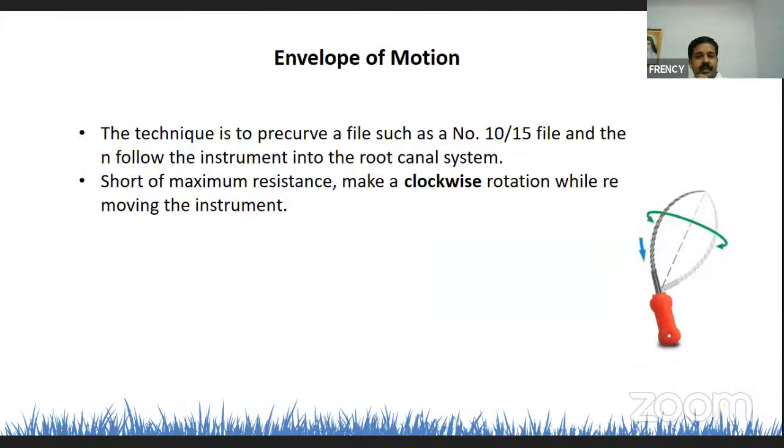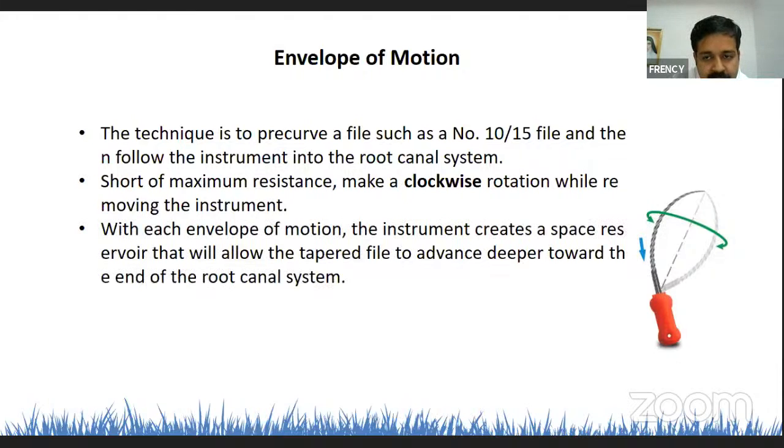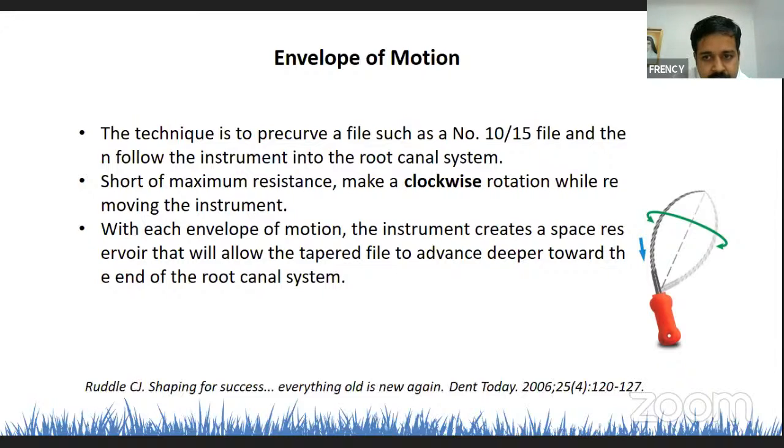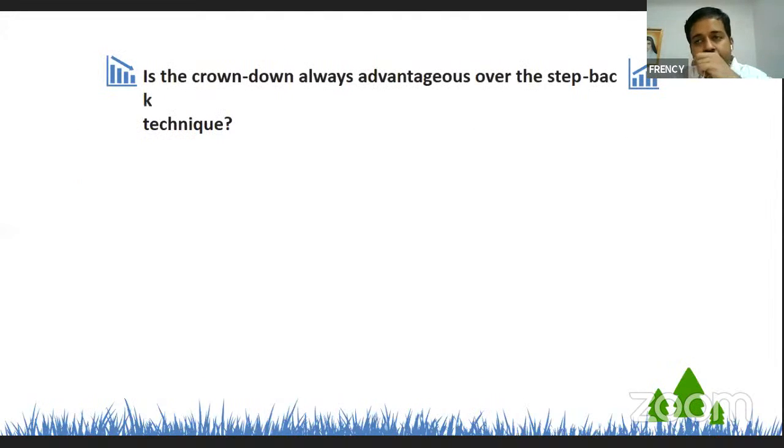Then a very important technique is called the envelope of motion. Actually, it is a technique to be used along with hand file instrumentation. Pre-curve a file like number 10 and 15 and follow the instrument into the root canal system. Short of maximum resistance, make a clockwise rotation while removing the instrument. You have to rotate and remove so that you can insert the next instrument. So with each envelope of motion, you can create space for the next instrument. It is a very useful technique for advancing the hand file into the apical region.